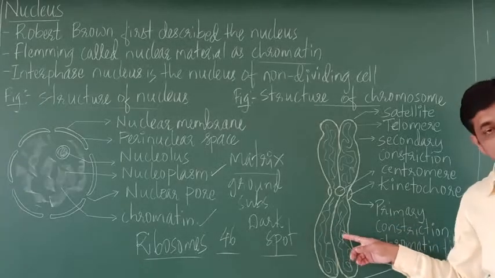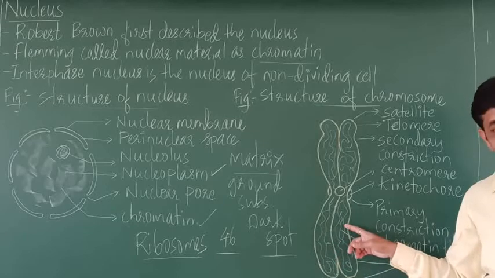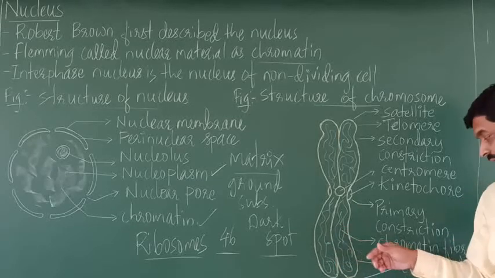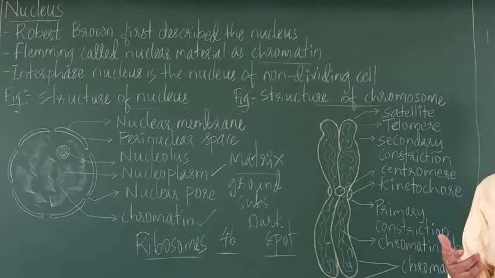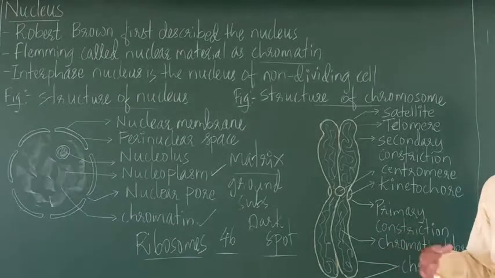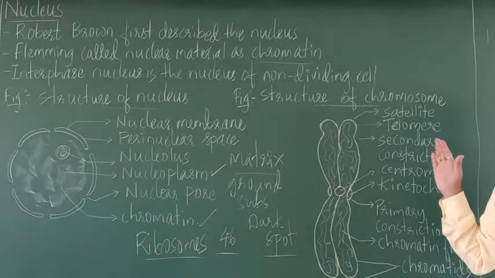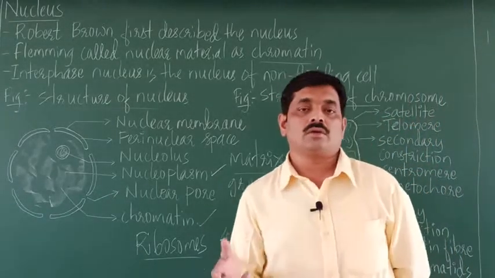Then both these chromatids are made up of fibers. These fibers are called chromatin fibers. So chromatids are made up of chromatin fibers, and these chromatin fibers are like threads. So that is the structure of a chromosome.